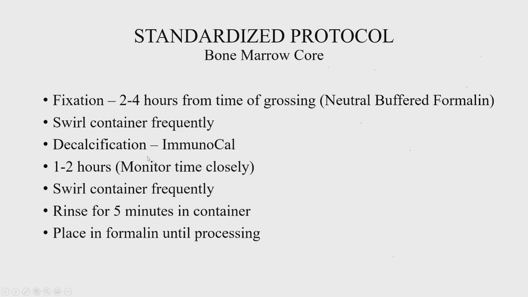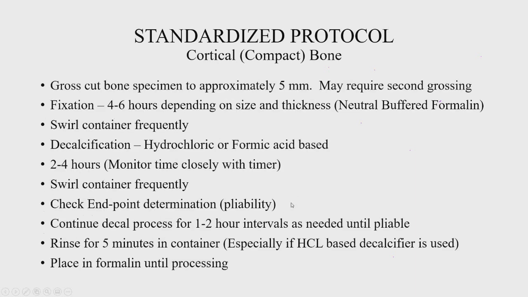1 to 2 hours, monitor it closely, swirl, rinse for 5 minutes after you finish, and place in formalin for processor. Standardized protocol for compact bone, cut the bone in approximately 5 millimeters. It may require a second grossing because sometimes the bone is just so big that you have to gross it twice. Fixation, 4 to 6 hours. You can usually get away with 4 hours if you've done it at 5 millimeters.